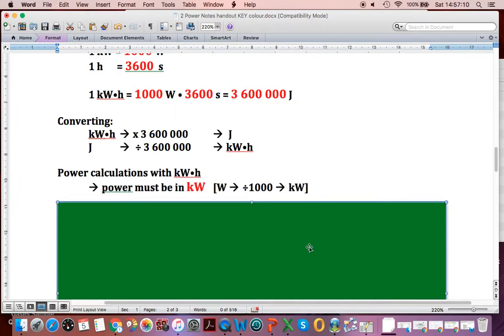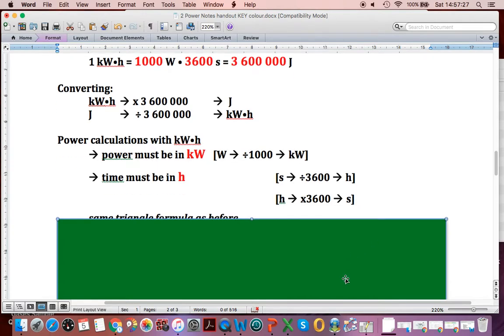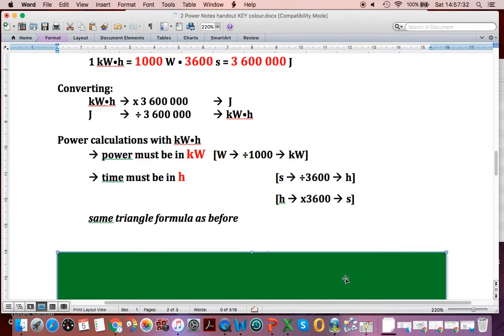For BC Hydro kind of questions, where we want it in kilowatt hours, our power must be in kilowatts. So if we have watts, we divide by 1,000. And we need our time in hours. And so this tells you how to go from seconds to hours, and also hours into seconds, and also you should know how to go from minutes to hours. In that case, you would divide by 60.